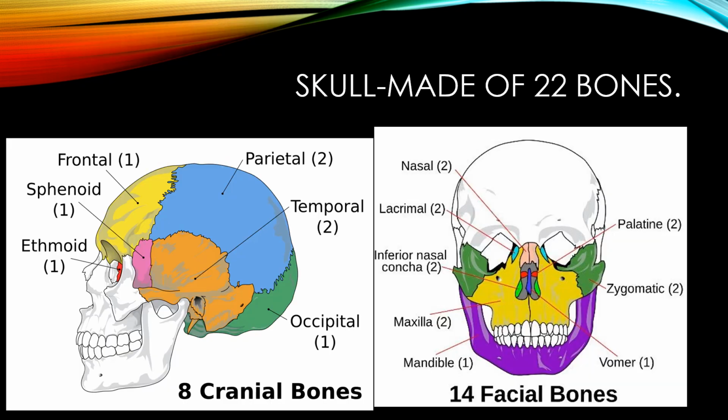Coming to the first, the skull. So we will start studying with the skull. The skull consists of 22 bones. So how are these 22 bones divided? 14 are facial bones and 8 are cranial bones.